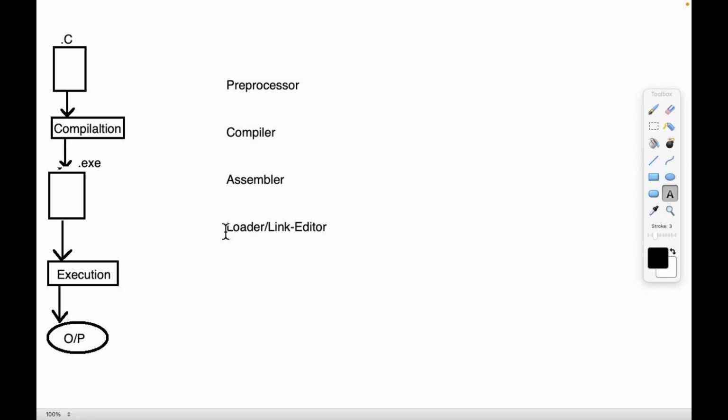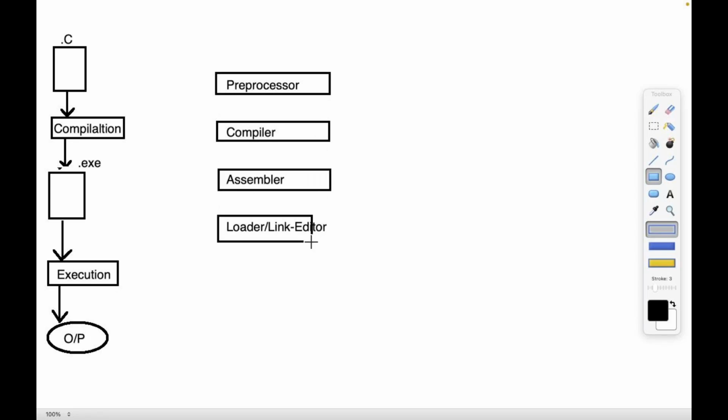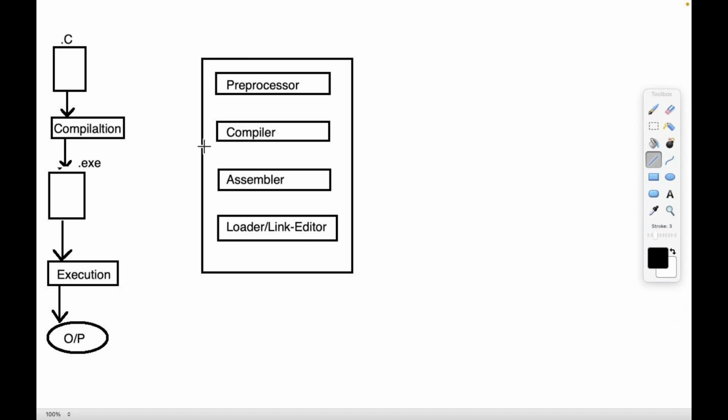Think about it. Compilation is not the work of the compiler alone. The compiler is one part of the compilation. Compilation is the common work of four machines. What are these four machines actually? First one is the preprocessor. Next one is the compiler. After this, the assembler. Then after this, the loader, link editor. These four machines' combined work is nothing but compilation.